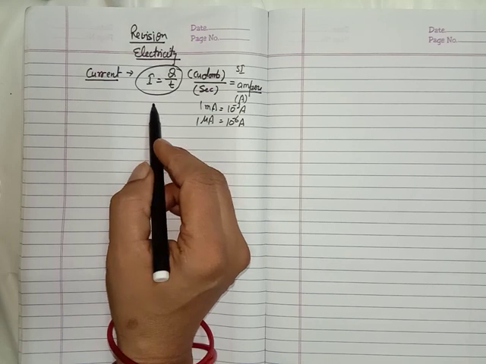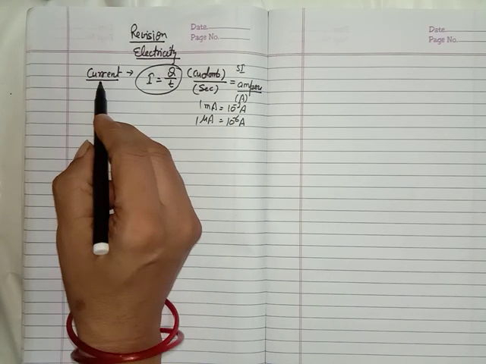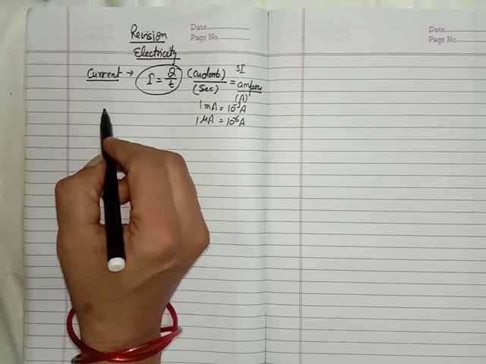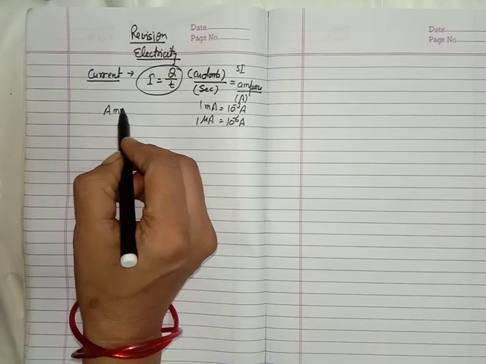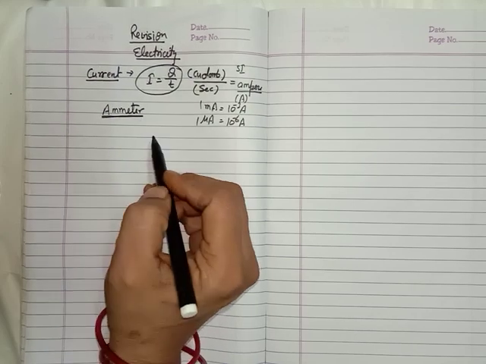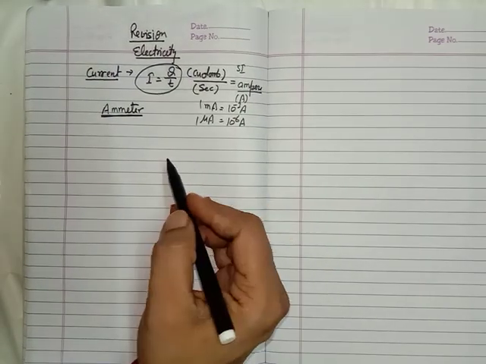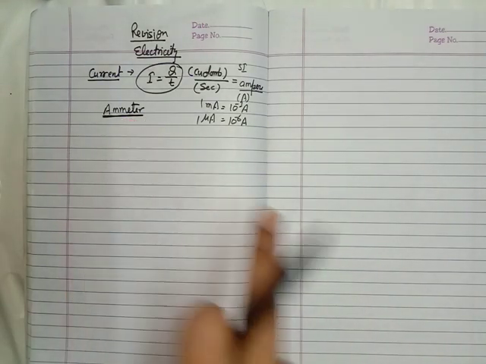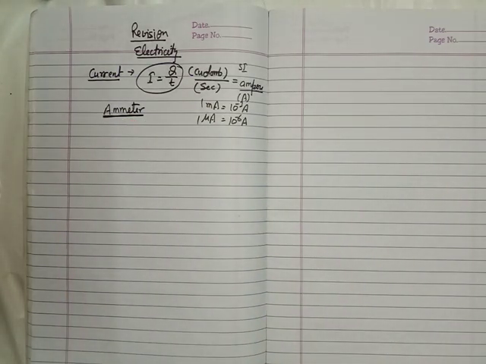And what is the instrument which we use to find the current in the circuit? Ammeter. An ammeter is the instrument which we use to find the current in the circuits. Okay, so first you have learned what is the current. Current means the rate of flow of charge.